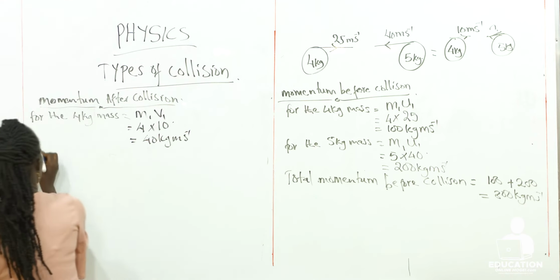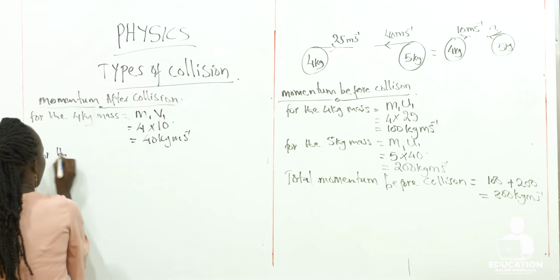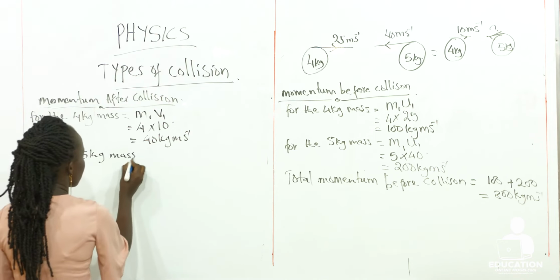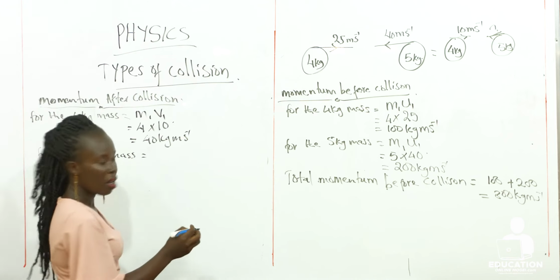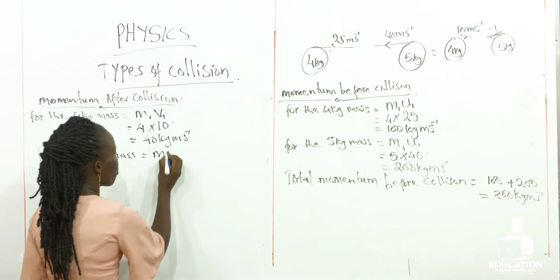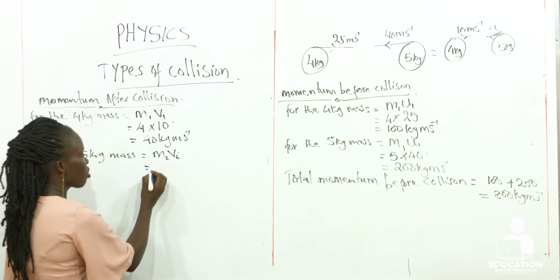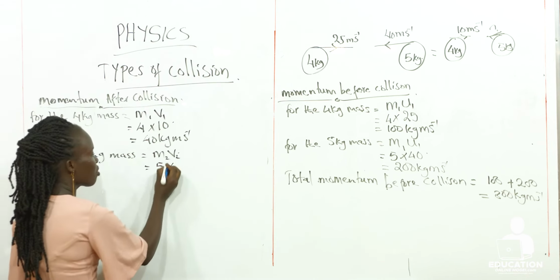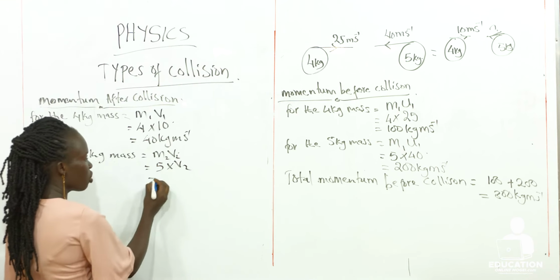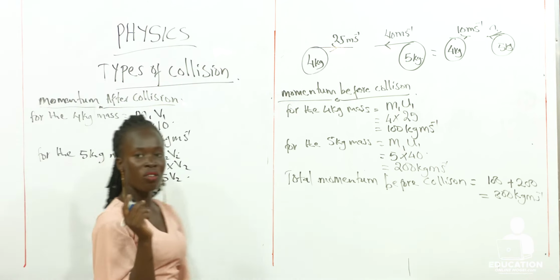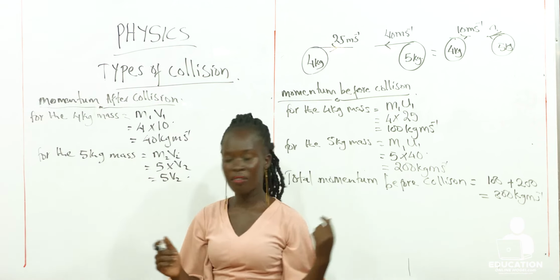So let's look at the 5 kilogram mass. It is the velocity we don't have, but we have the mass, and we need to find that. So the mass of this body is 5, times the V2, which we don't know, so we have 5 V2. Now we have to add to get the total momentum of the bodies after collision.